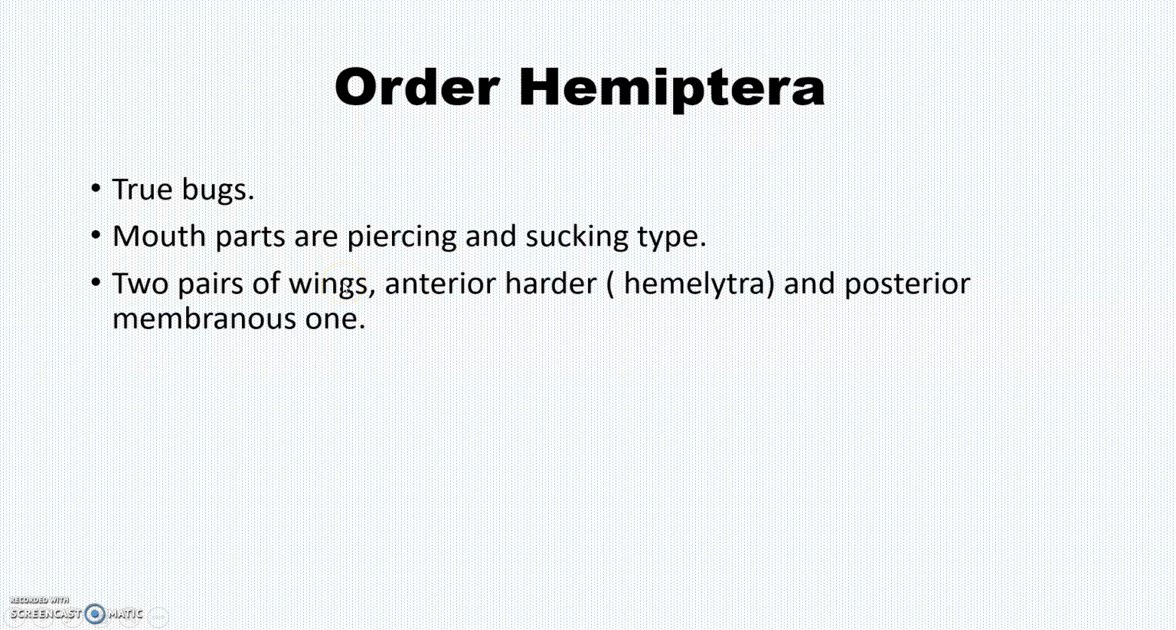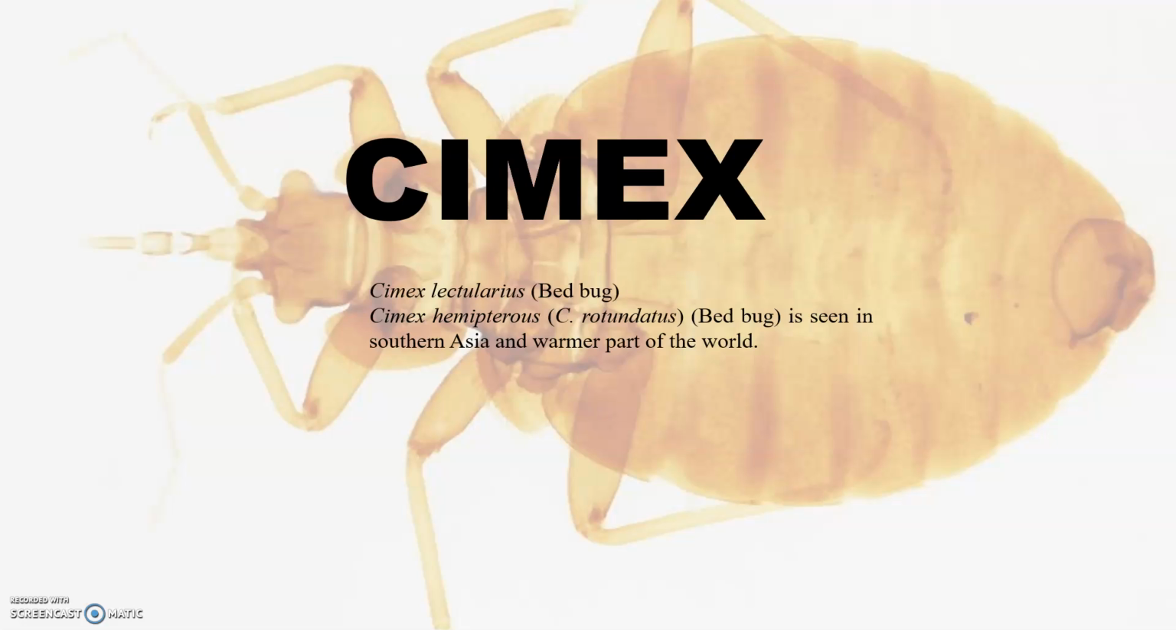So they have two pairs of wings. That is, the anterior one is the harder and sclerotized wing, that is the hemelytra, and the posterior is the membranous one, which is always under the hemelytra. And the first one is the Cimex.